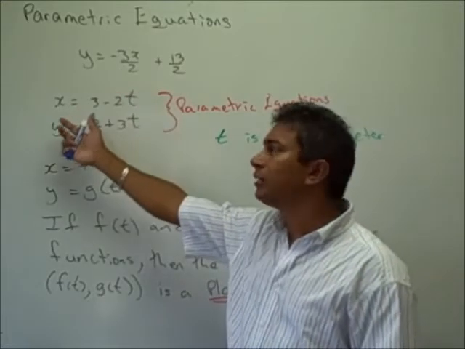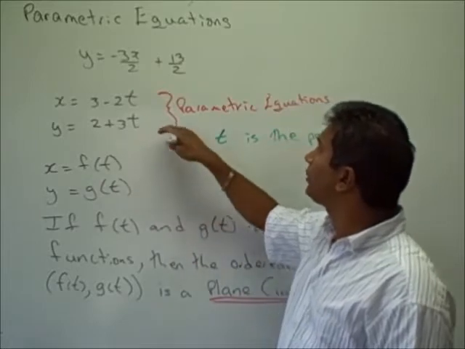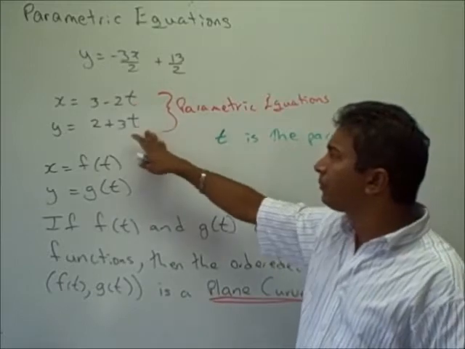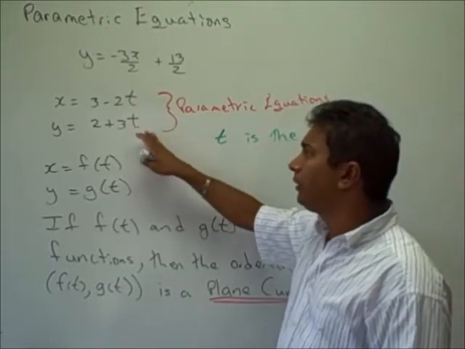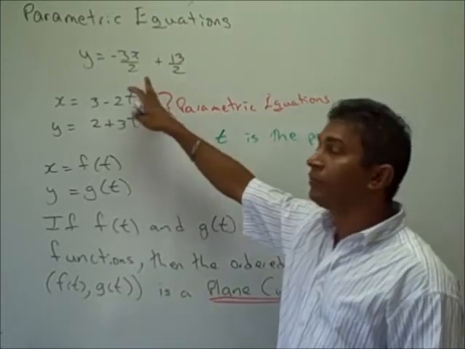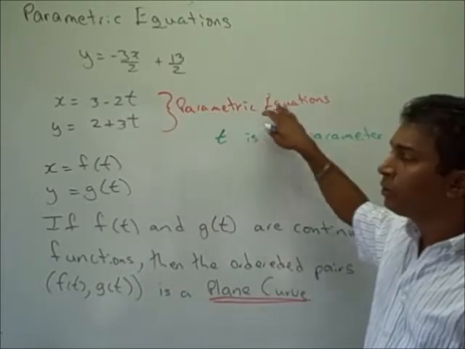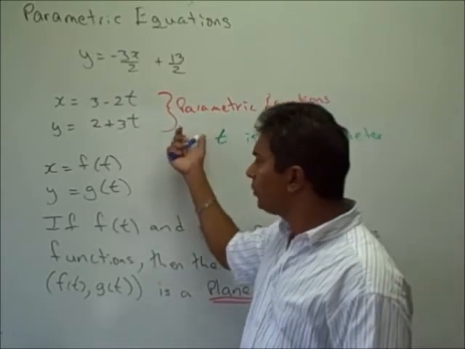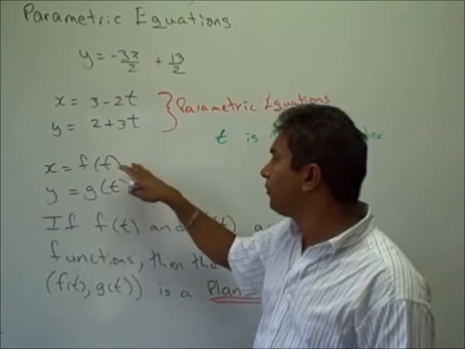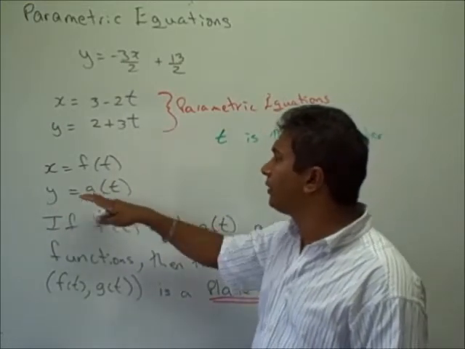Now these two equations, where x and y are written in terms of a third variable, are known as our parametric equations, and t here is known as our parameter. Our parameter doesn't have to be t, it could be anything. It could be theta, which stands for our angle. Here this could be t, which stands for our time. So our parametric equations are basically two equations where x is written in terms of, for example, t. So here we're saying x is f of t, and y is written in terms of our third variable t also. So y is equal to g of t.